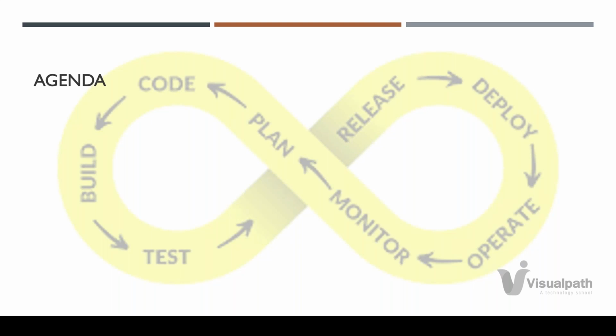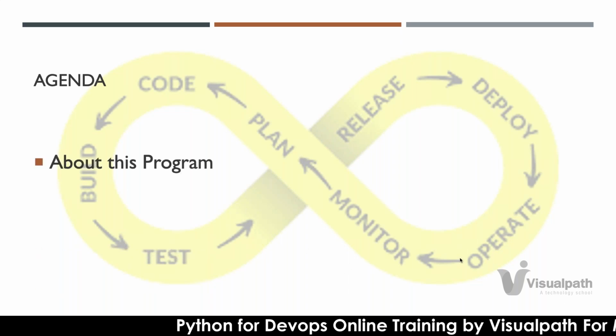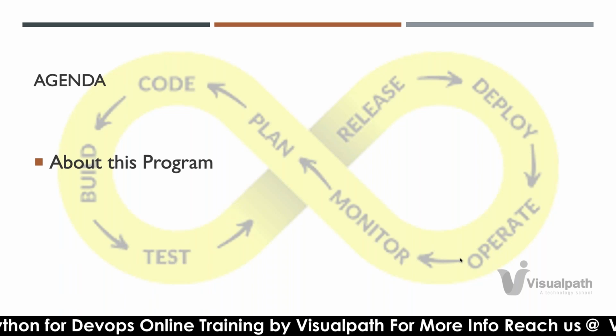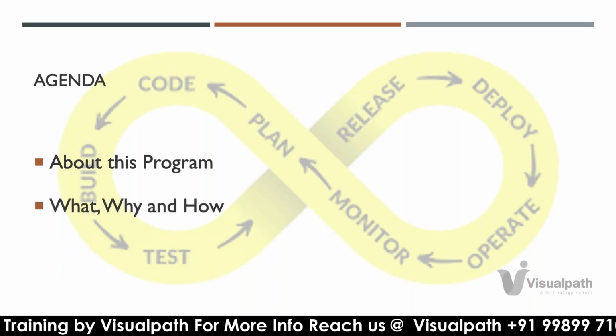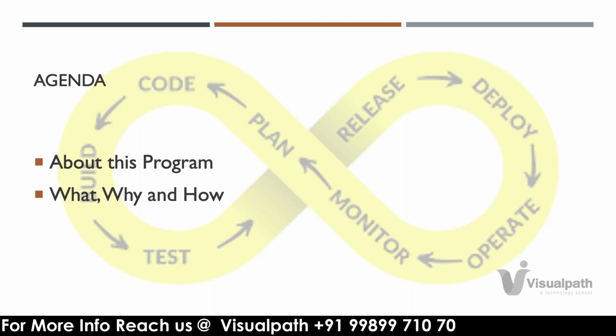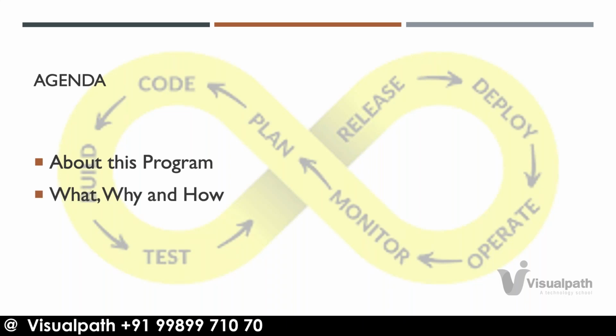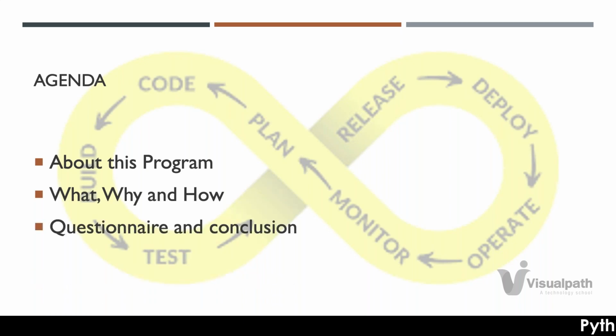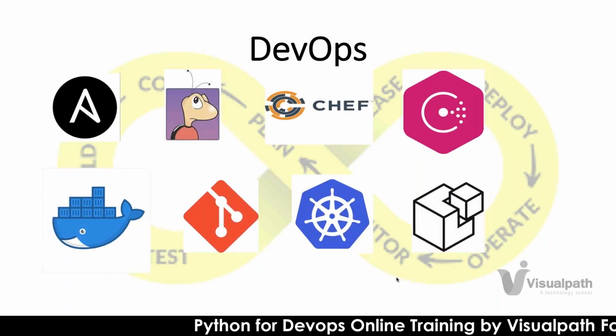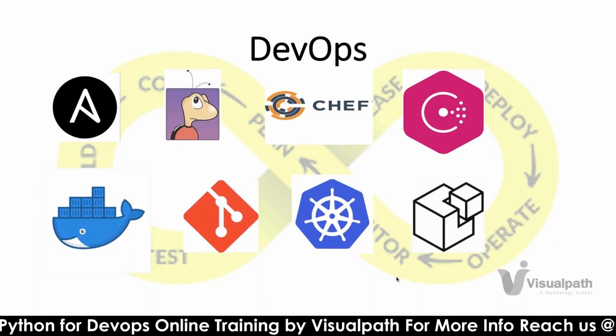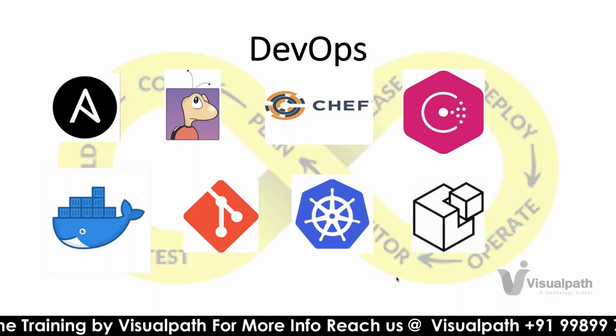That's about the title. Now coming to the agenda. Okay, so here agenda means, what is the agenda for this meeting. I will discuss with you about this program. We will explore what this program is about, why this program, and how we will drive this program. So three things we will discuss, and then we will finally go with the questionnaire and conclusion.